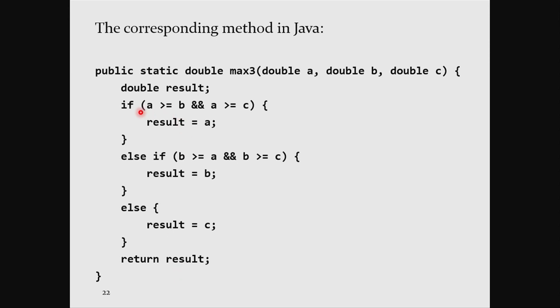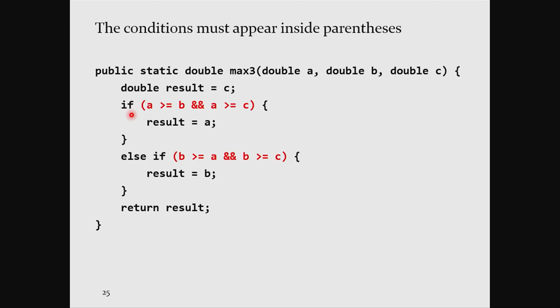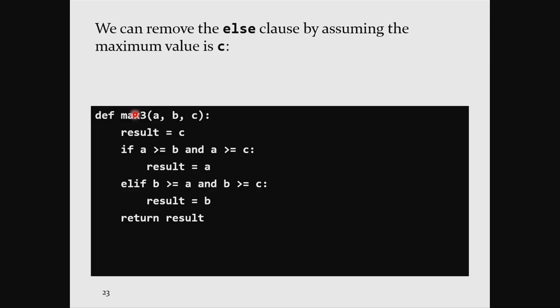OK, now the if part's the same as Python. So if some condition, I think I'm going to hang on just a second here. OK, so I'm going to explain all the parts in a minute. So that's what it looks like in Java. I'm going to explain the parentheses. I'm going to explain the double and. And I'm going to explain why result is declared at the top in a moment.